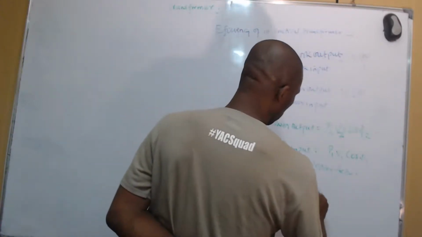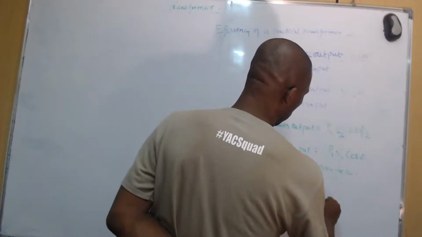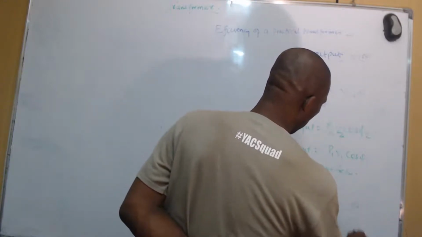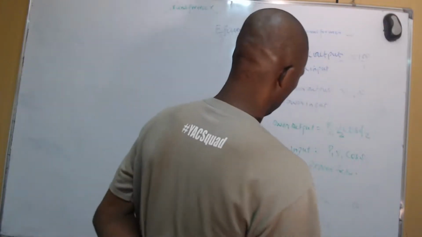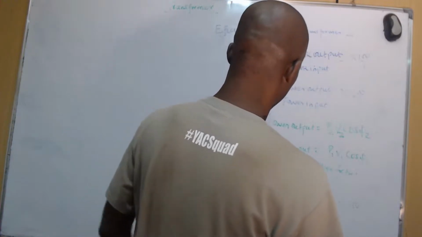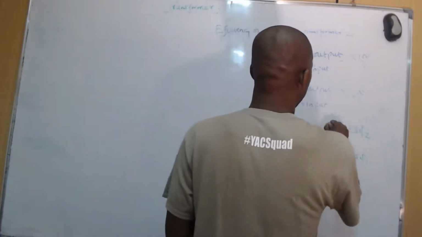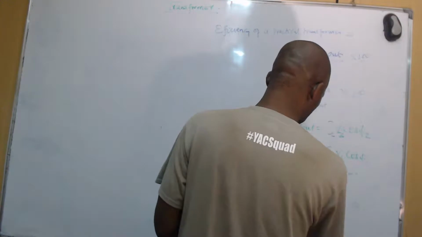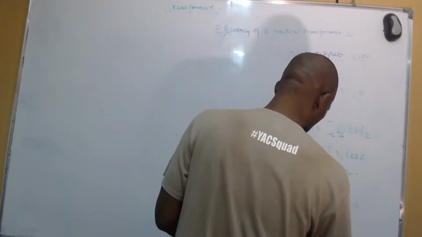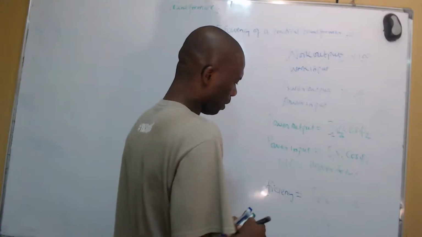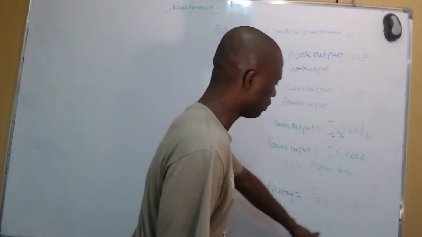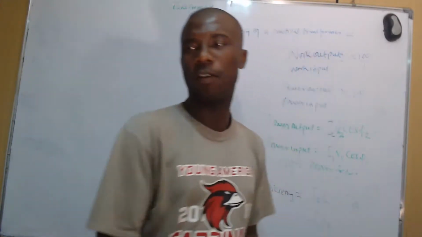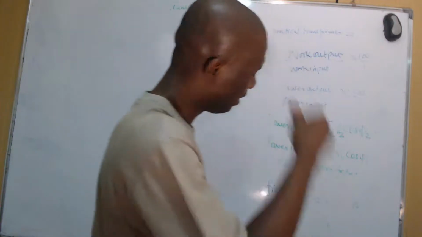So we can also say that efficiency will be equal to P2 V2 over P1 V1 times 100 over 1. Or power output is I2 V2, and power input is I1 V1. This is power output over power input times 100 over 1, which gives you the efficiency of the transformer system. That is it.